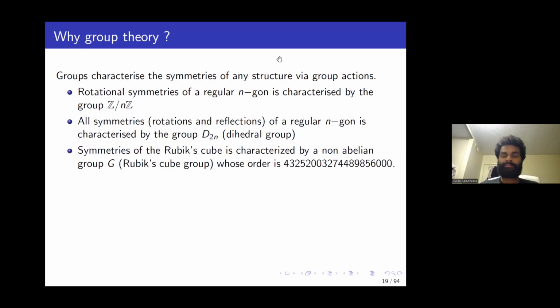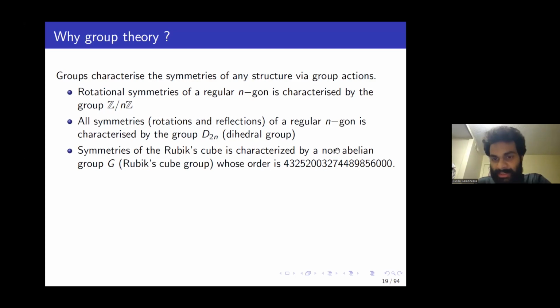The Rubik's cube is an object which has a lot of symmetries, right? Because when you do rotations on a Rubik's cube, you don't break the cube, which means you are not breaking the structure of that object, but it still encodes a lot of symmetries. As a result, the group attached to the symmetries of the Rubik's cube is a non-abelian group, and it has an order of this big number. It's called the Rubik's cube group.